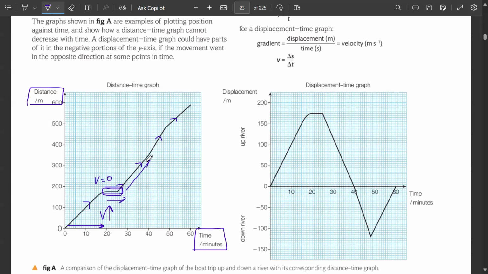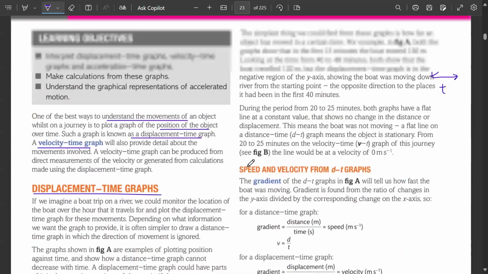Then over here again, constant speed. Then a little bit the speed increased and then it decreased again. And we can tell all of that by looking at the gradient of that graph.